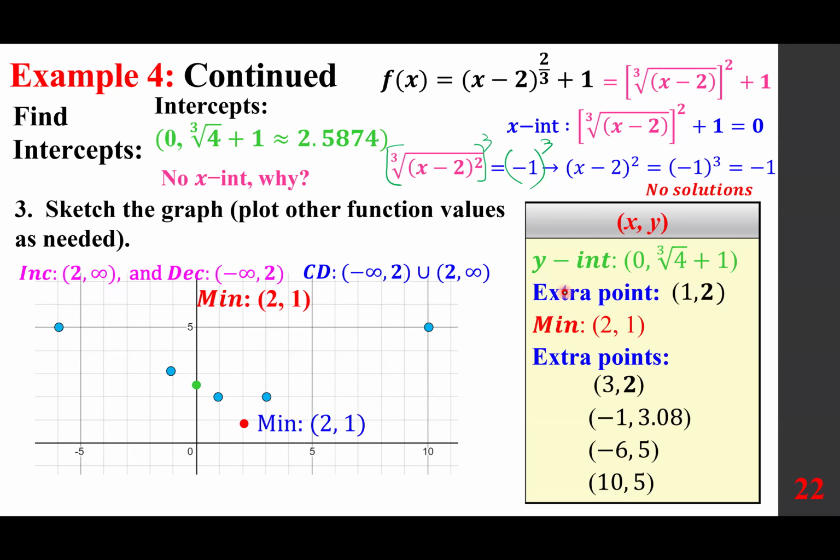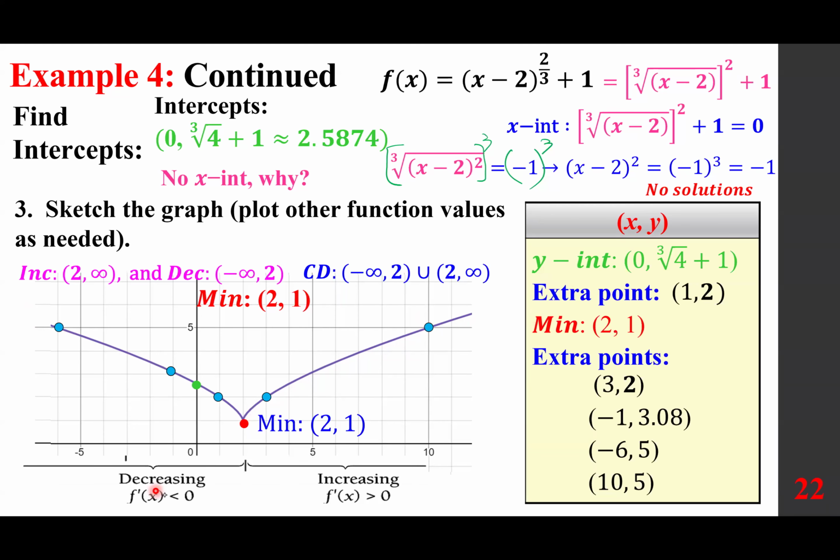And now if you graph it, you have a perfect graph. And every piece of information is there. Notice the function is decreasing here, increasing here. Decreasing means f prime is negative, and increasing means f prime is positive. Notice it's concave down here and here, and the minimum at (2, 1). Every piece of information can be found here.